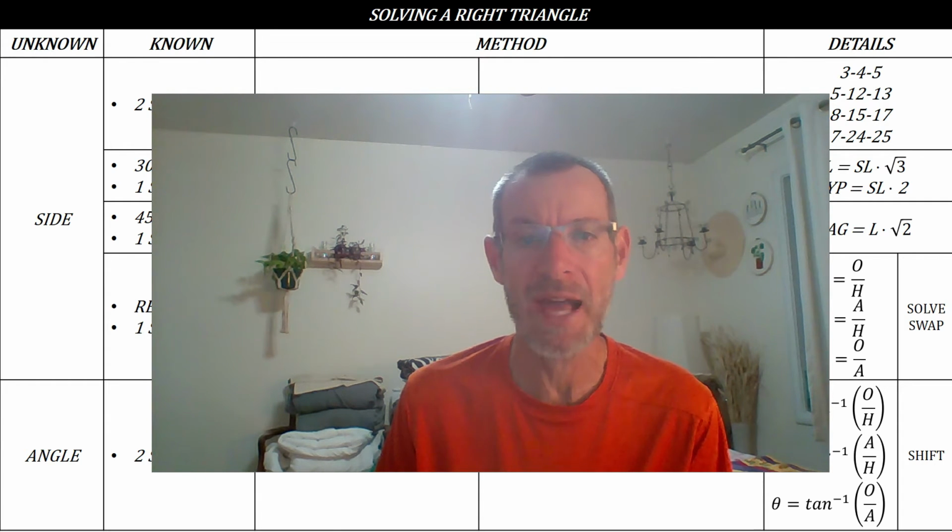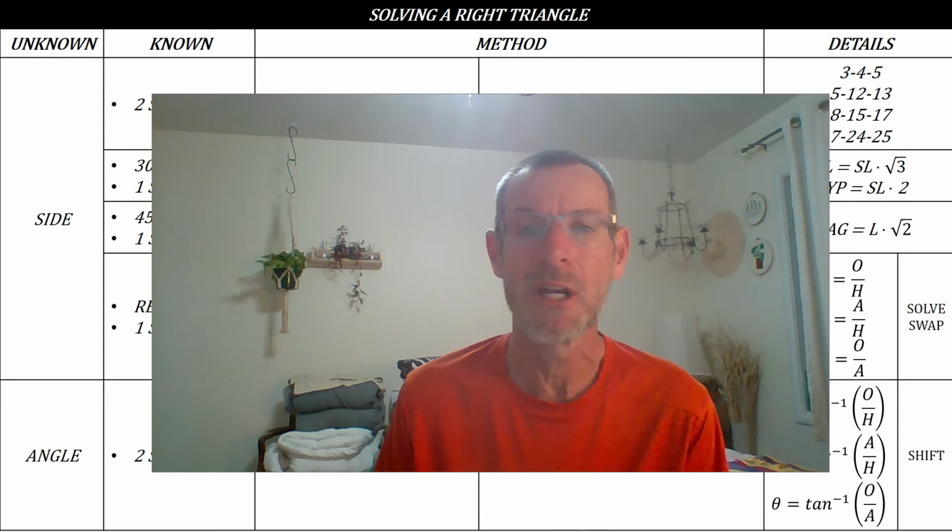You can use Pythagorean theorems, including Pythagorean triples. You can use special right triangles, 30, 60, 90, and 45, 45, 90. Or you can use the sine, cosine, and tangent, or inverse sine, cosine, and tangent.